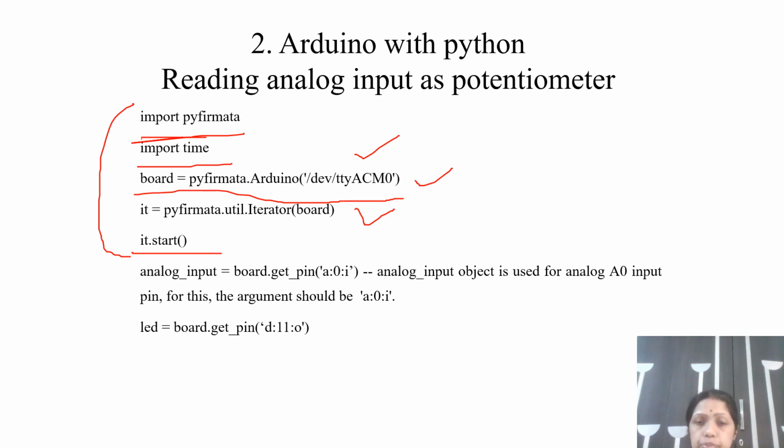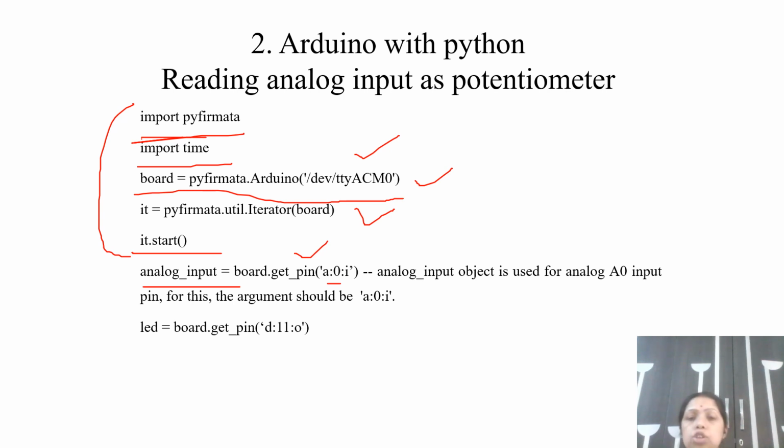Okay. So how can you read the data from the analog input in Arduino with Python? Whatever potentiometer data is there, I have to store its pin configuration in one variable. From the board I need a pin, so board.get_pin. You have to call this function from the board object, and within the brackets you have to mention a colon 0 colon i, where 0 is the pin number, and i means input pin.